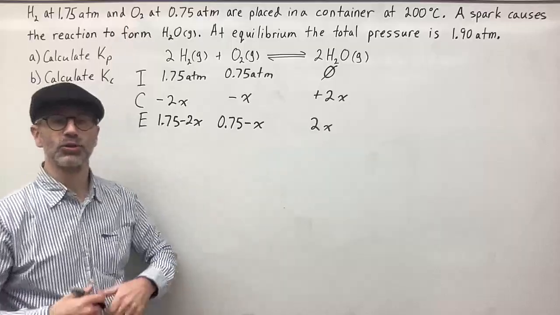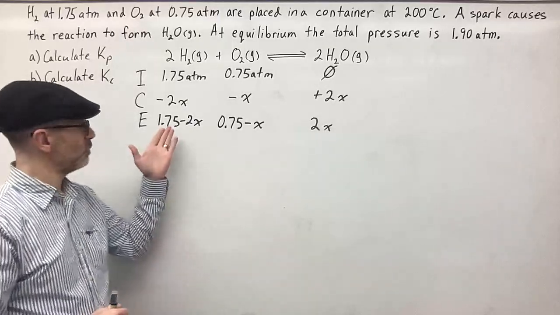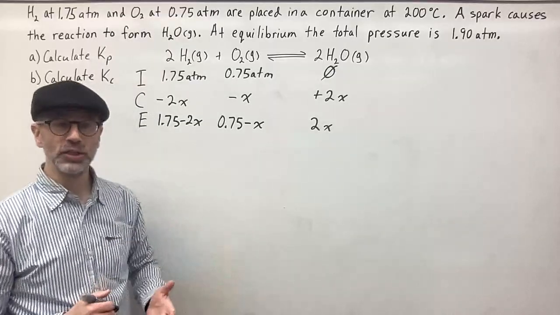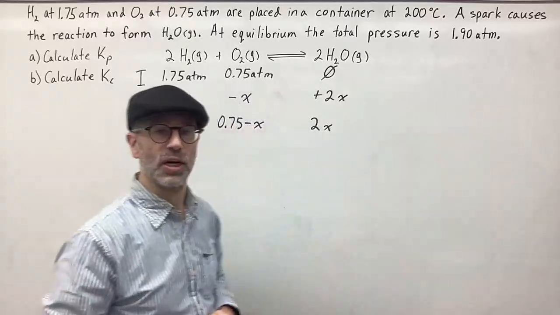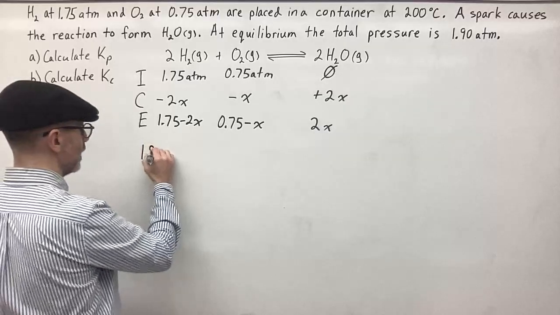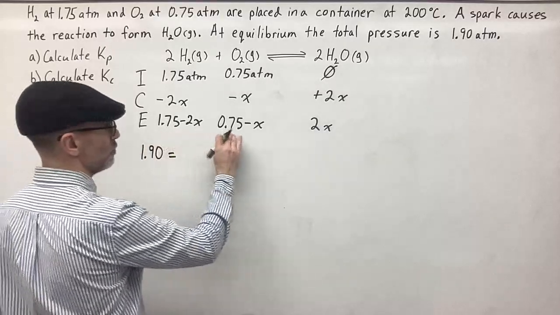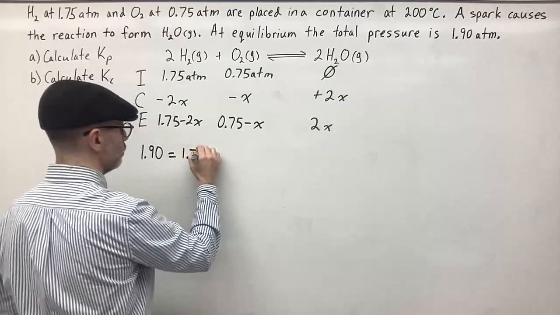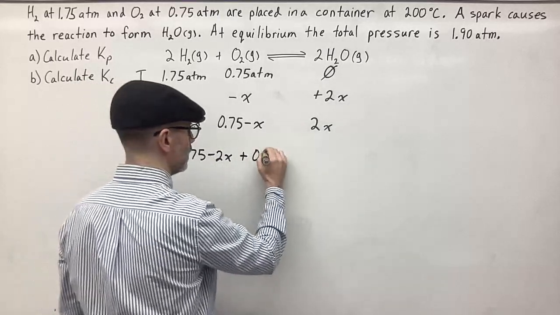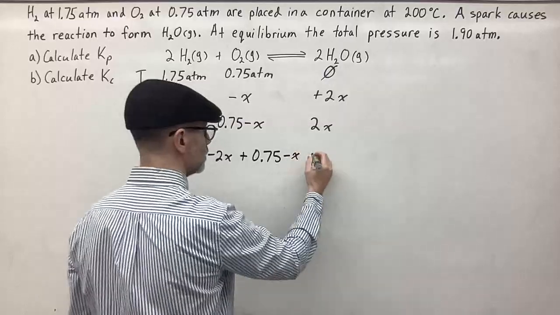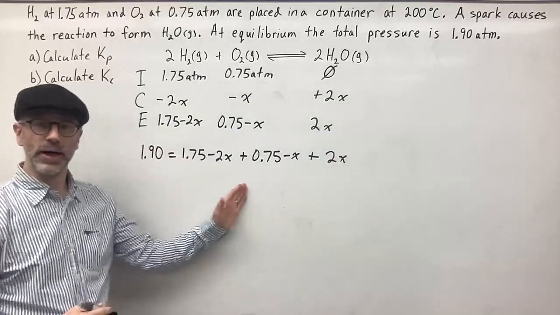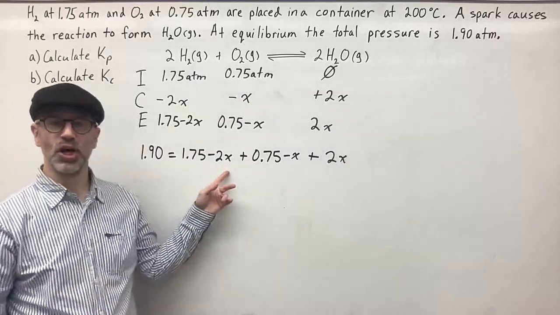Well, how are we going to do that? Well, Dalton's law says that the partial pressures of all the gases that are mixed together will equal the total pressure. And they gave us the total pressure. So now we can set up the equation that the total pressure, 1.90, is equal to each of these. So 1.75 minus 2x plus 0.75 minus x plus the 2x. So now we have this one equation. We have the one unknown x. We can solve for x.